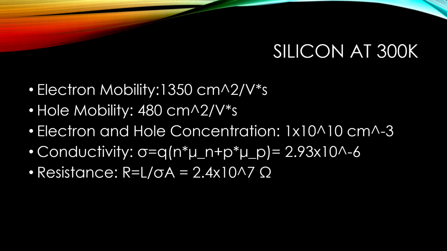We are going to be talking about silicon as a semiconductor. First, let's talk about silicon at 300 Kelvin. At 300 Kelvin, silicon has an electron mobility of 1350 centimeters squared per volt second. It has a hole mobility of 480 centimeters squared per volt second, giving us an electron and hole concentration of 1 times 10 to the 10 per centimeter cubed.